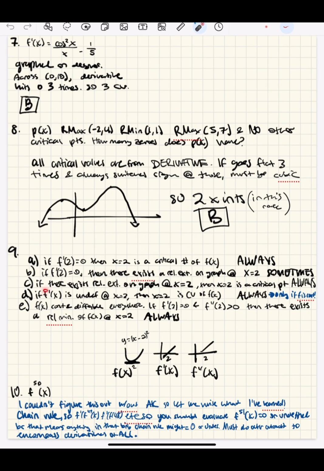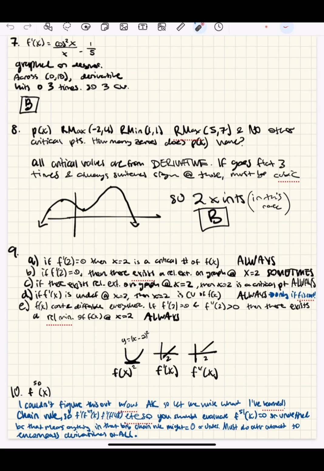So this is always true because a relative extrema, that's one of the requirements, involves a critical point and sign changing. D says, if f prime x is undefined at x equals 2, then x equals 2 is a critical number. So I had written "always" originally, which has a little bit of a qualification to it. This also says CV, which is just critical value. So if f prime x is undefined, then it's a critical number.